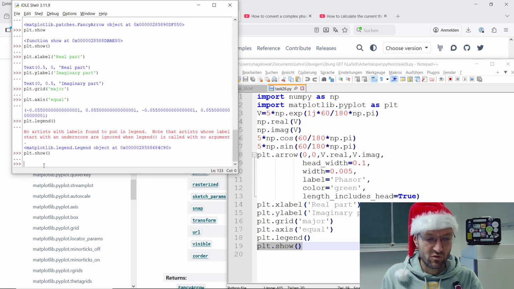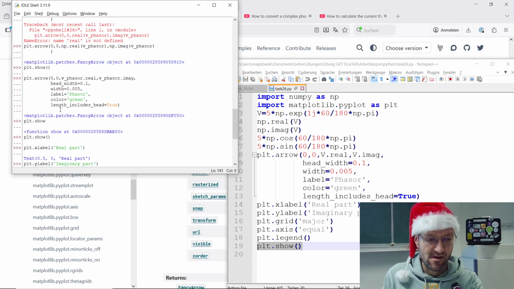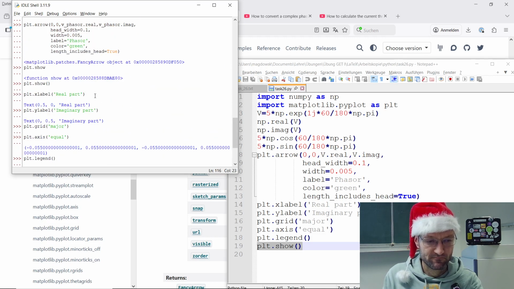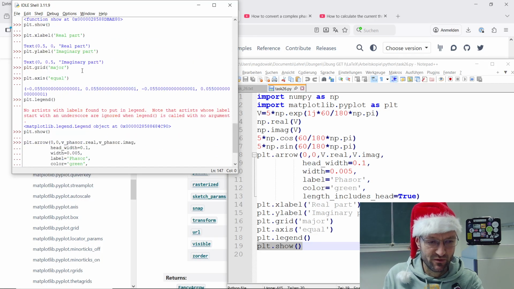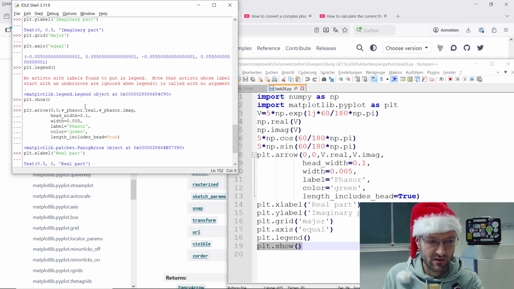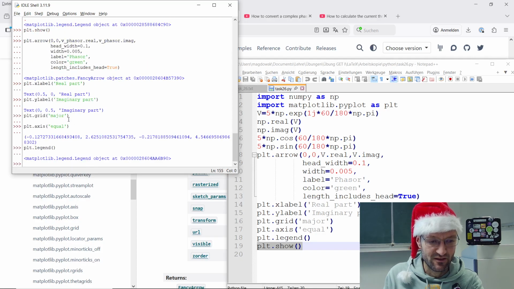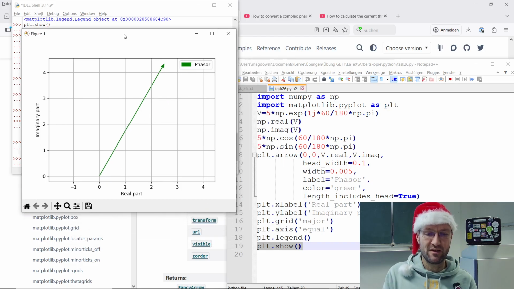As you see, I'm not super experienced with Python, and in this way it's not that handy as okay, and there my phasor is.